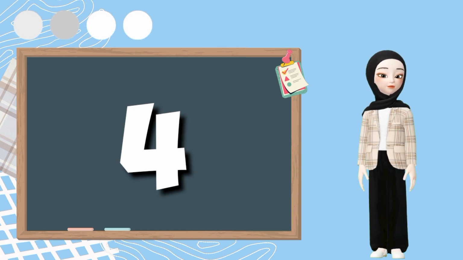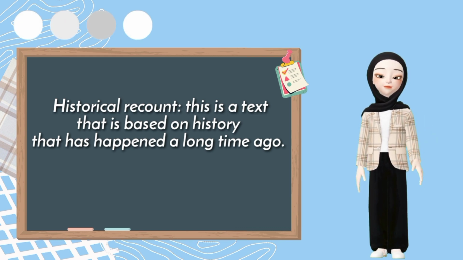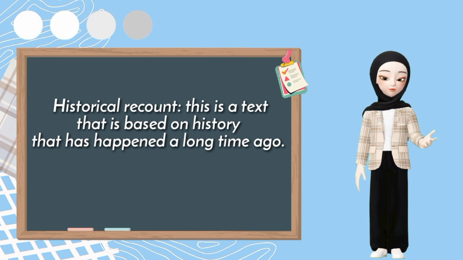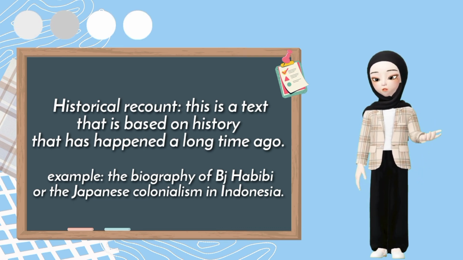And the last type of recount text is historical recount. Historical recount is a text that is based on history that has happened a long time ago. The example is a biography of B.J. Habibie or the Japanese colonialism in Indonesia.